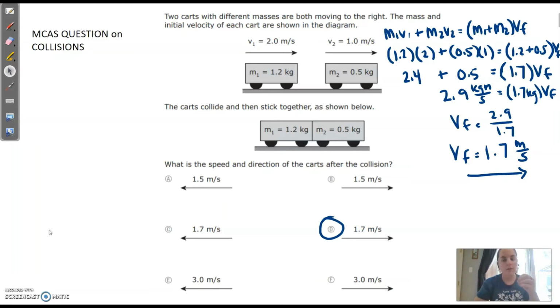And so if you add those two masses of the carts together, 1.7 kilograms, you're going to divide your momentum by that, and that's going to give you your final velocity of that cart, in order for the initial and final momentums to be equal. And then the direction has to be to the right, again, because the velocity going to the right is more than what's acting to the left. There's actually nothing acting to the left.